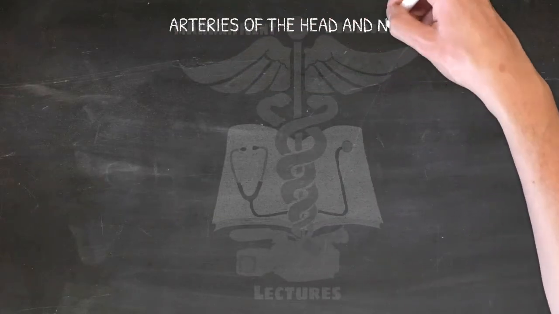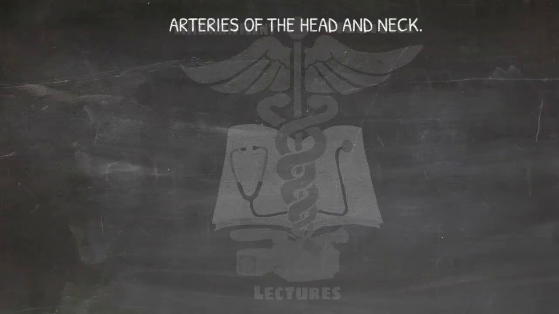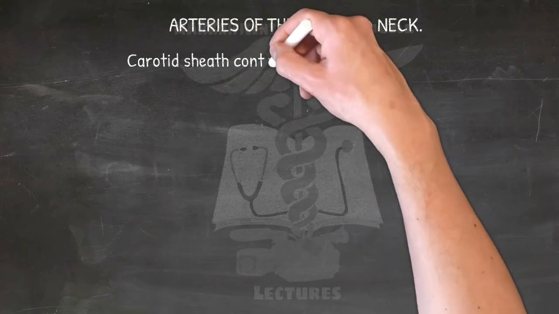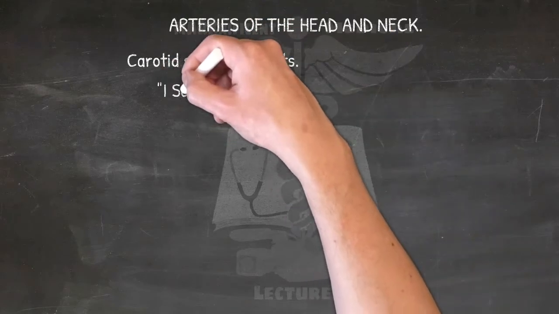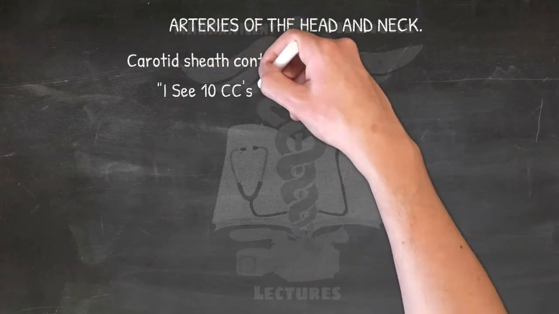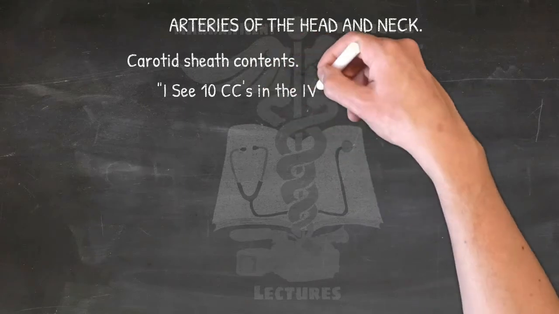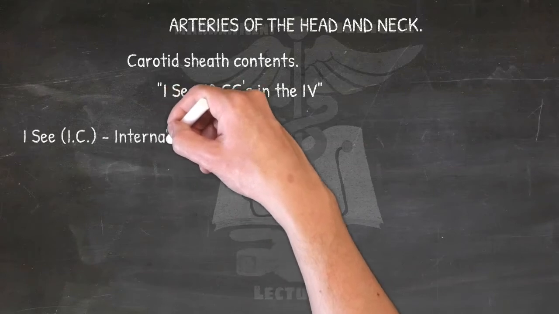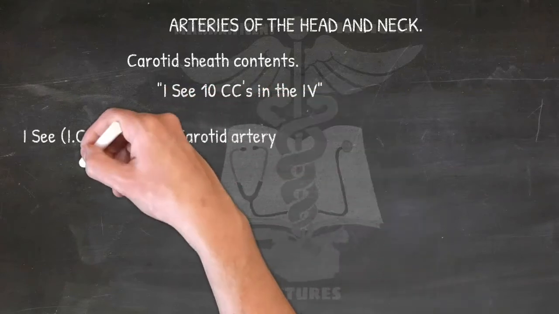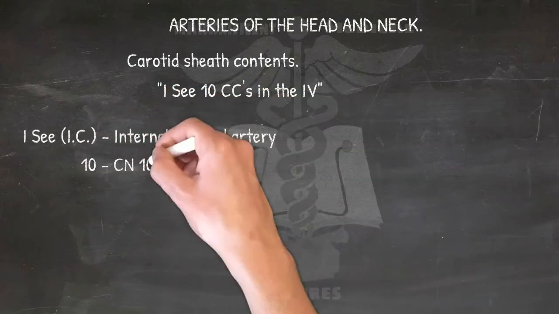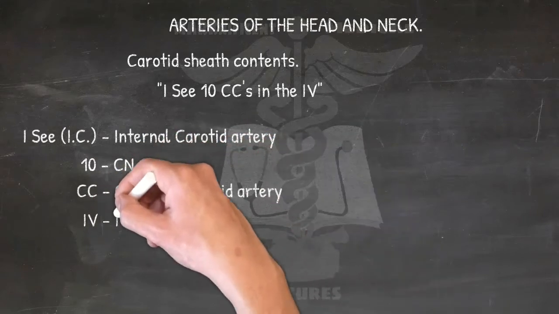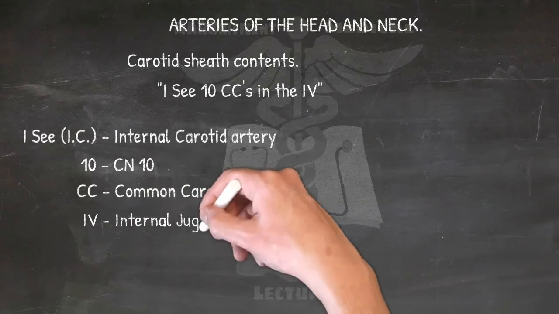Arteries of the head and neck. Carotid sheath contents. IC 10 CC in the IV. IC equals internal carotid artery, 10 equals CN10 vagus nerve, CC equals common carotid artery, and IV equals internal jugular vein.